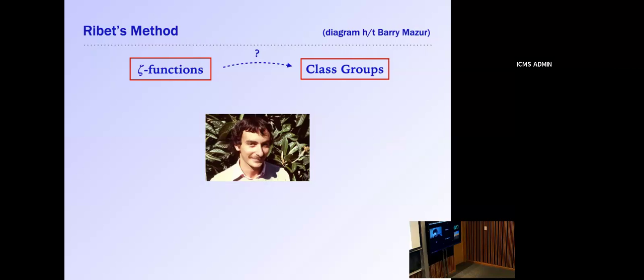So here's some sense of how we prove these results. Here's a picture of Ken Ribet from the 1970s when he proved his converse to Herbrand's theorem. And it's really Ribet's method that forms the foundation for our circle of ideas. So how do you relate zeta functions and class groups? Of course, the first answer to that question is just the class number formula. The class number formula at s equals 1 states that the residue of the zeta function is something in terms of the class number times a regulator.